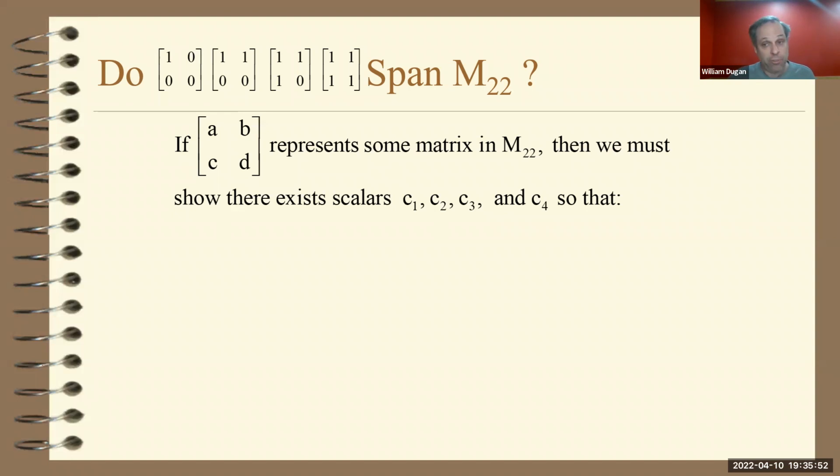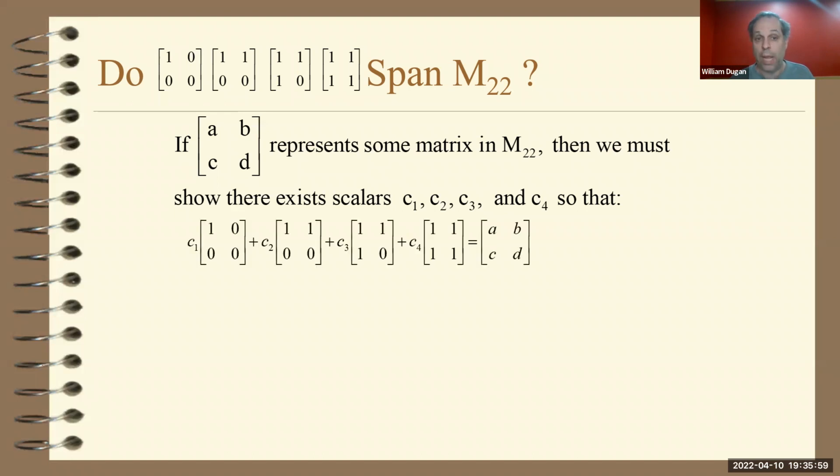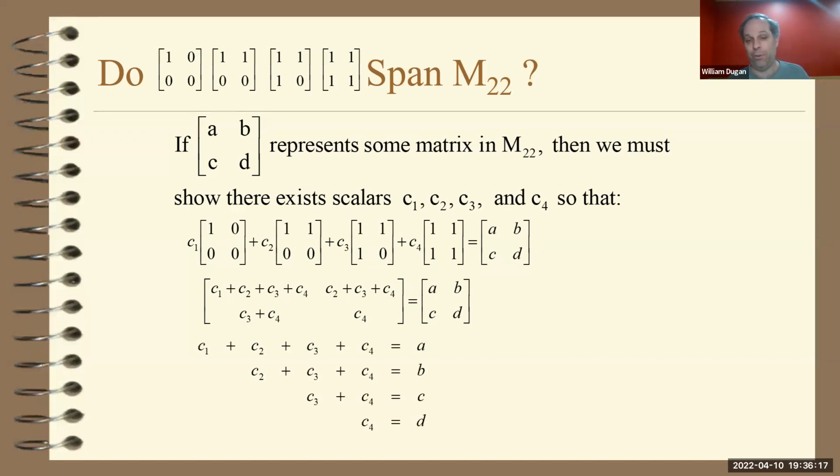That means there have to be scalars C1, C2, C3, C4, so that the linear combination formed with these scalars would equal A, B, C, D. Literally now just take the left-hand side and add it all up, and you get this 2x2 matrix. Well, you remember that 2 matrices are equal if and only if the entries are equal, because of the uniqueness that we use. That means that this has to be true.